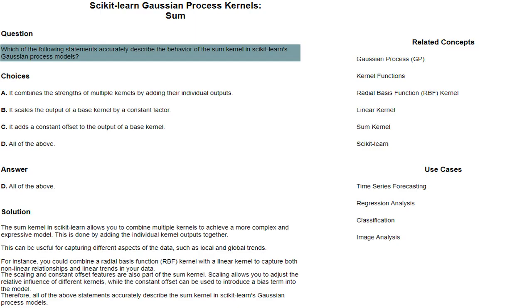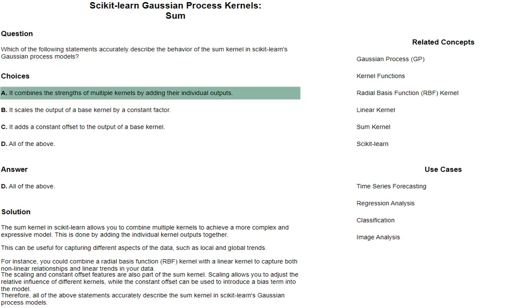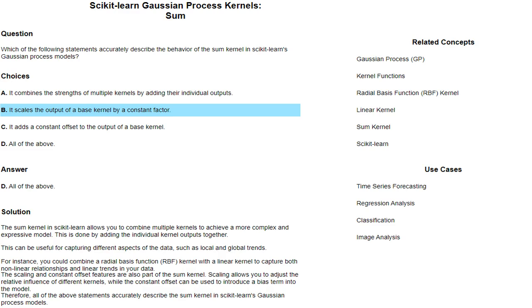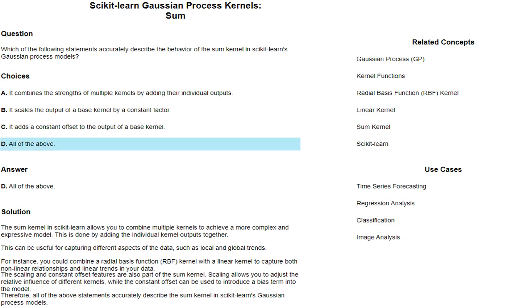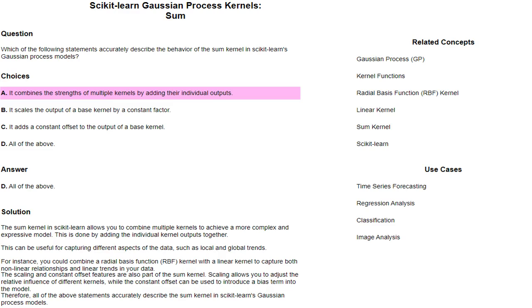Which of the following statements accurately describe the behavior of the sum kernel in scikit-learn's Gaussian process models? A. It combines the strengths of multiple kernels by adding their individual outputs. B. It scales the output of a base kernel by a constant factor. C. It adds a constant offset to the output of a base kernel. D. All of the above.